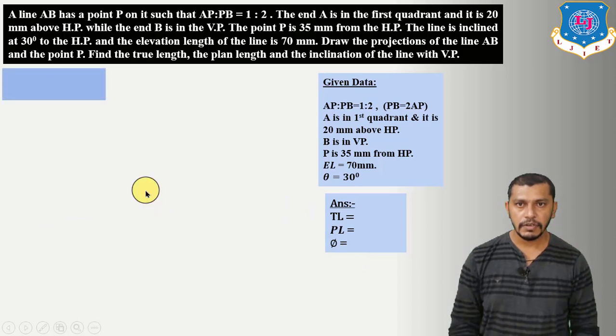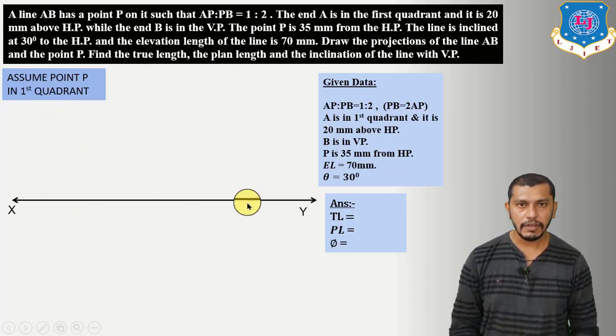So first of all, we have to assume the point P, because it is given that P is 35 mm from HP. That means it is above HP or below HP. So let us assume P is 35 mm above the HP, or P is in the first quadrant. So P is 35 mm above the horizontal plane. So assuming P in the first quadrant, let's try to solve this example.